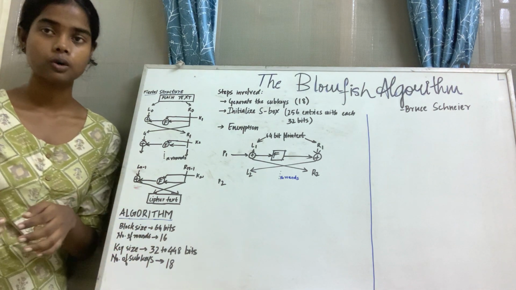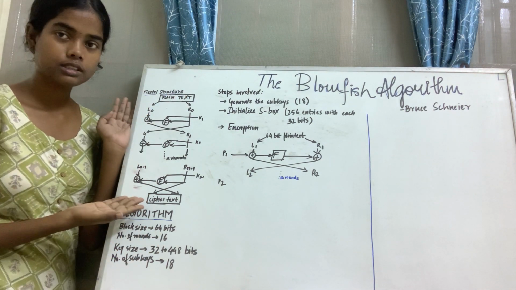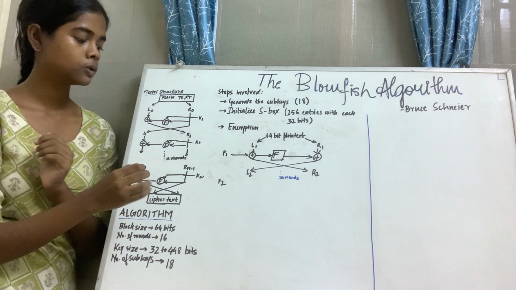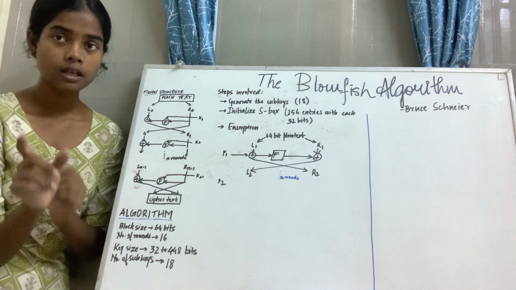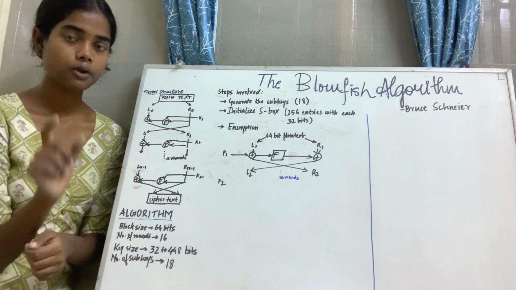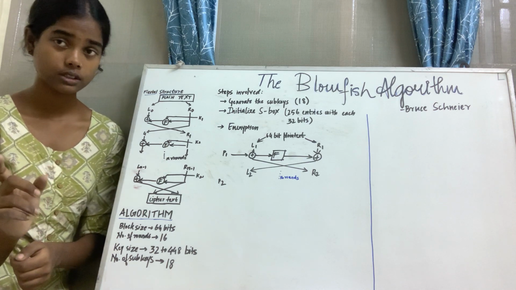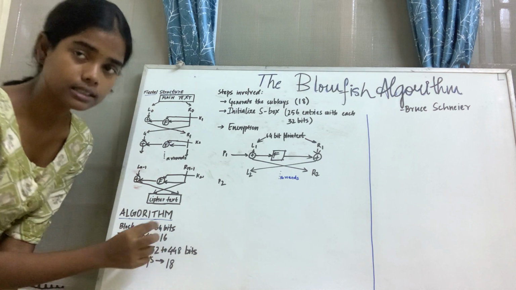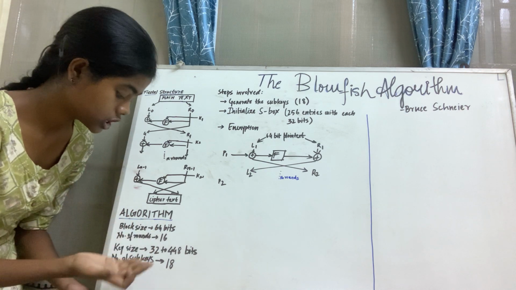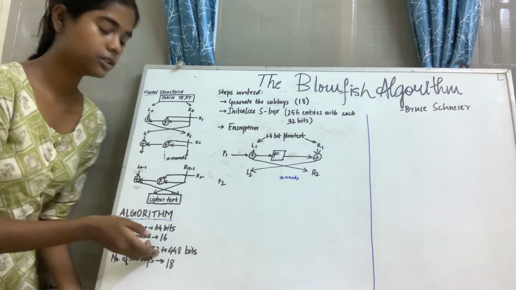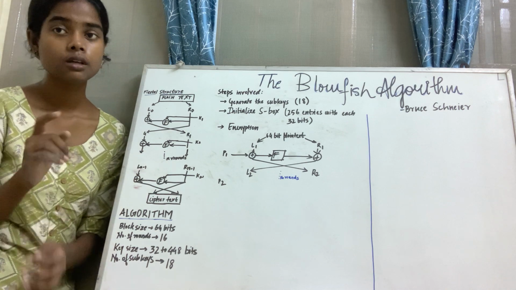So what is number of rounds? While discussing this Feistel structure, I have also discussed n, and this n is the number of rounds that we are performing, and it is 16 for this algorithm. And key size is from 32 to 448 bits.